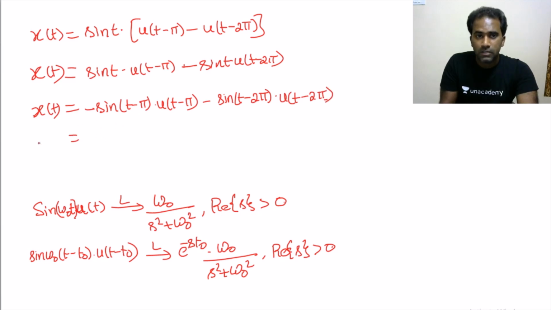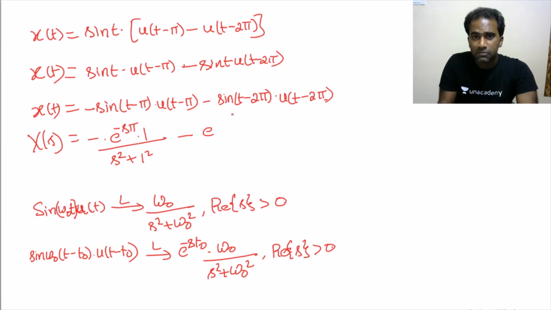which is equal to, so if you take the Laplace transform on both sides, the Laplace transform of this signal is minus into e power minus s pi divided by s square plus 1 square into 1, minus, again minus here. So same formula here, in place of t naught it is 2 pi, so e power minus s 2 pi divided by s square plus 1 square into 1.